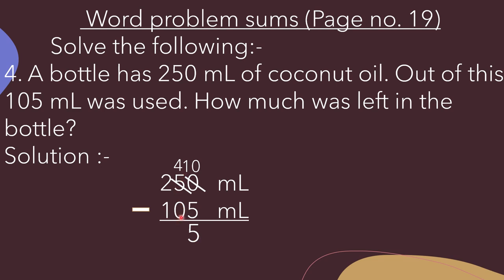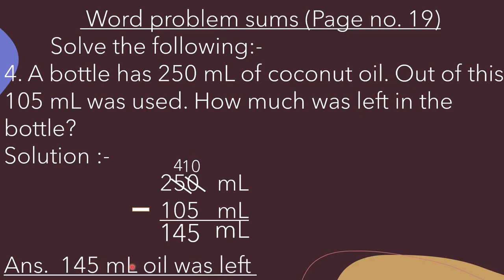Now 4 minus 0. So when we subtract 0 from any number, we get the same number and that is 4 here. Now 2 minus 1, that is equal to 1. Now we have to write the unit and that is milliliter here. Okay, ml. We will write here ml. Now how we can write its answer, that is 145 milliliter oil was left in the bottle. Understood beta?